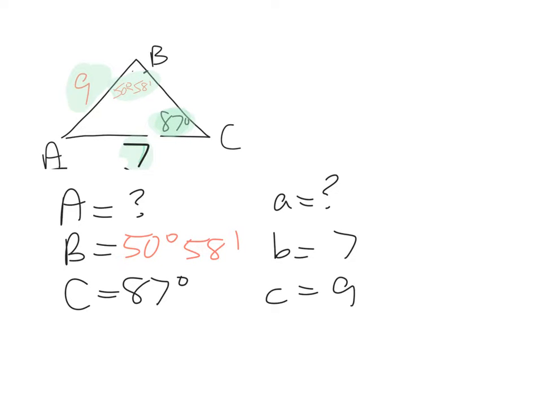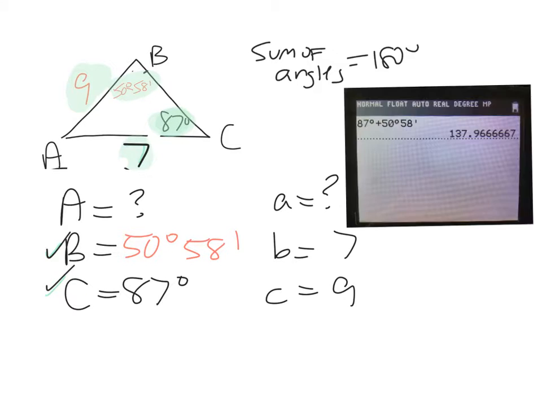Because when you're solving triangles, now we have two of the three angles. Anytime you have two of the three angles, what you want to get in the habit of doing is remembering that the sum of the angles of a triangle is always 180 degrees. So what I'm now going to do is add up angles C and B and then subtract that from 180 degrees. So on your calculator, add up 87 degrees plus 50 degrees and 58 minutes, and then do 180 minus that answer.